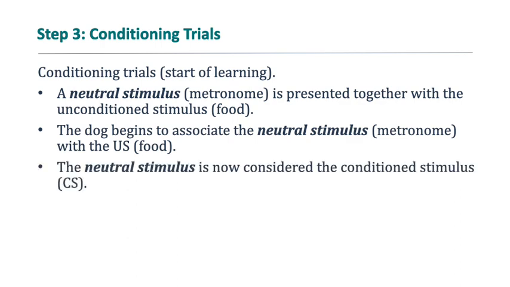Step 3 involves the conditioning trials, the beginning of conditioning or the start of learning. The neutral stimulus is paired together with the unconditioned stimulus. The dog begins to associate the neutral stimulus with the unconditioned stimulus. In this case, the metronome with the food, or the bell with the food. And the neutral stimulus is now considered the conditioned stimulus. That behavior has now been acquired. Acquisition takes place during step 3.